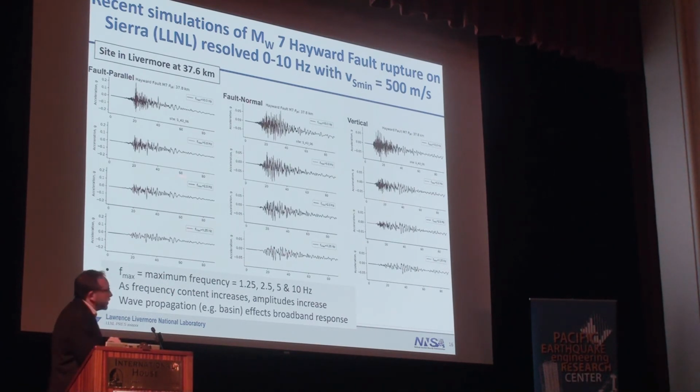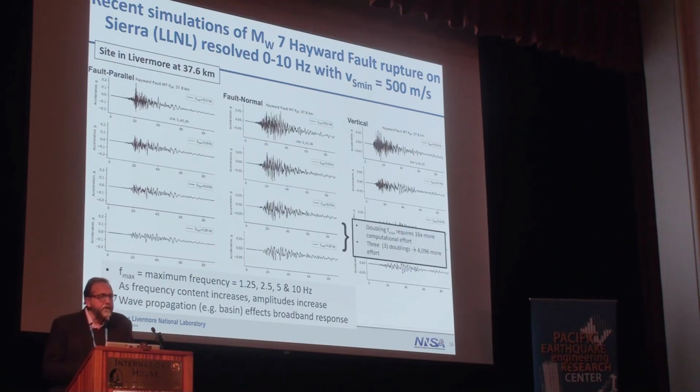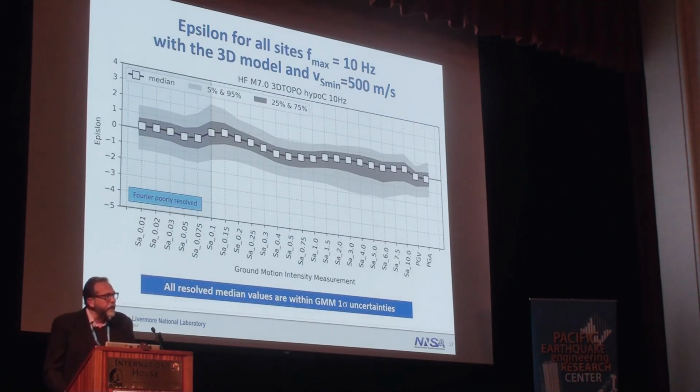But if you're interested in the broadband, fully deterministic, it's more challenging. Each doubling of the frequency is a factor of 16 harder to run that calculation. So this is a factor of 4,000 harder to do 10 hertz than it is to do 1.25 hertz. We compare our ground motions with GMPEs from the PEER NGA-West2.